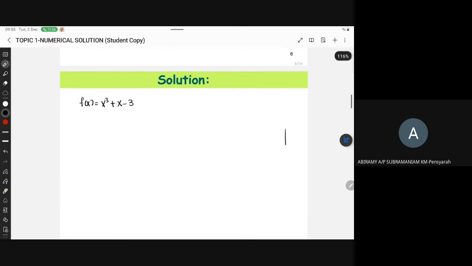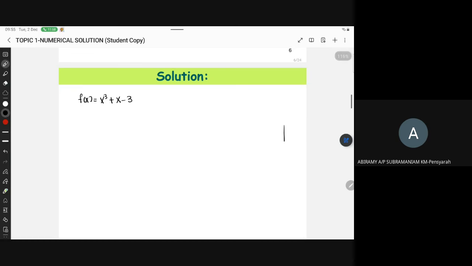What is the meaning of there is a root lying in between 1 and 2? You can see that this is a cubic function, so the basic shape of a cubic function is something like this. The meaning of there is a root lying in between 1 and 2 is that there is an x-intercept in between the values of 1 and 2. So this is the root. The x-intercept is the root. Now how do we show this by using change of sign?